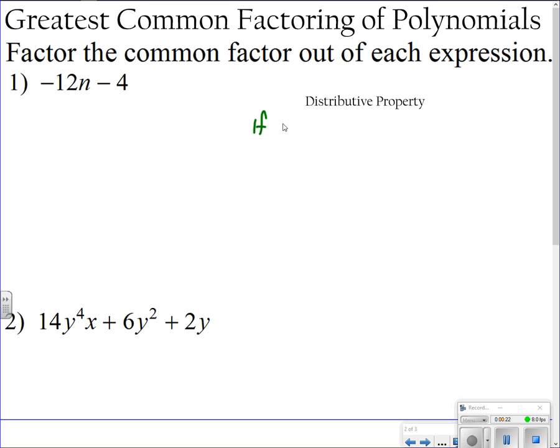If A, parentheses, B plus C, then everything inside the parentheses gets multiplied by the outside number. So this would be A multiplied by B. Now this A is positive. A positive multiplied by a positive will give you a plus, and A multiplied by C.